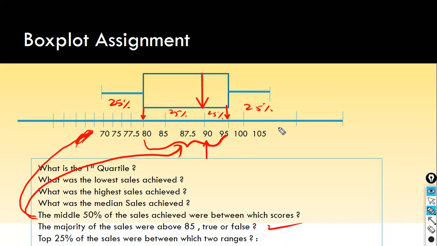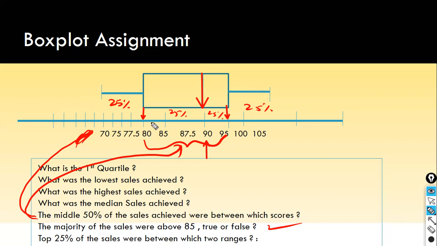Now you tell me, the top 25% of the sales were between which two ranges? Top 25%. What is bottom 25%? That's why I explained upper quartile, lower quartile. I'll give you the clue again. The top 25% of sales were between which two ranges? I'm talking about the upper quartile. What is the upper quartile?